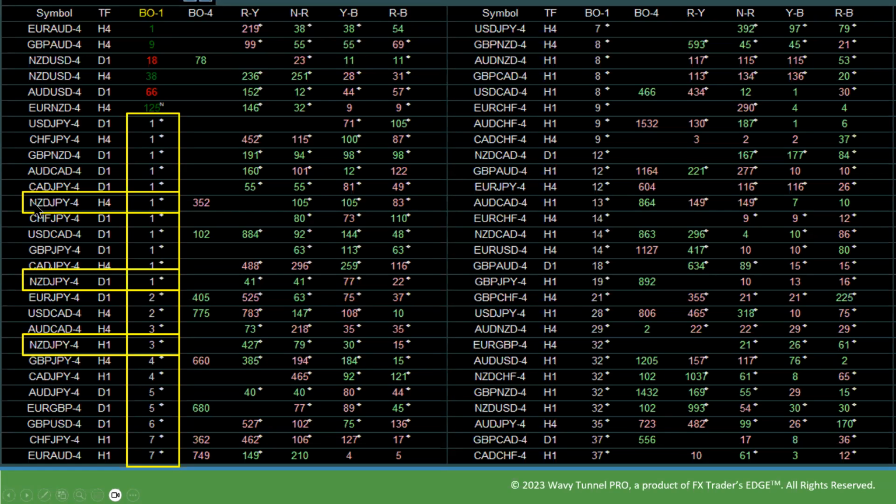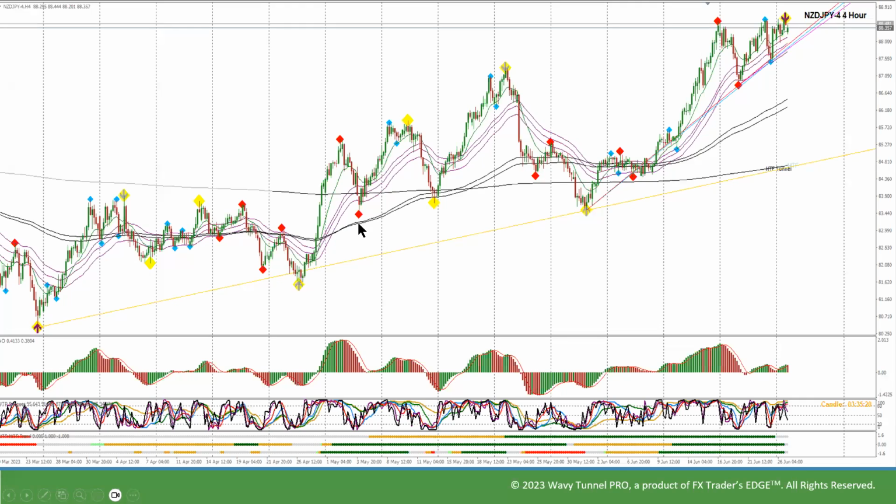If we look at the New Zealand yen, on the H4 there's a 1, on the daily there's a 1, on the H1 there's a 3. Let me show you what I mean. This is the 4 hour. We have a purple arrow at the top, and we have nice divergence here. So this could potentially be the end of this move.